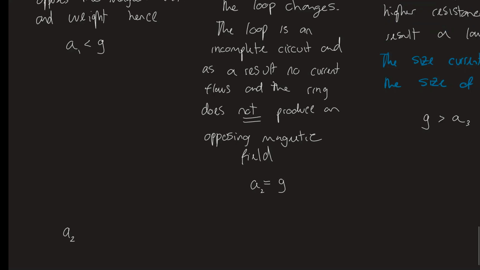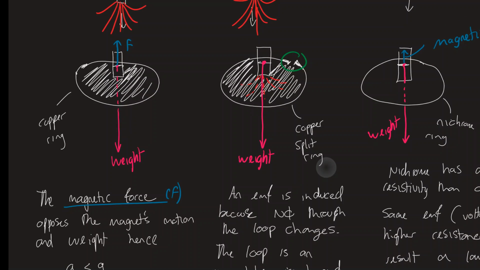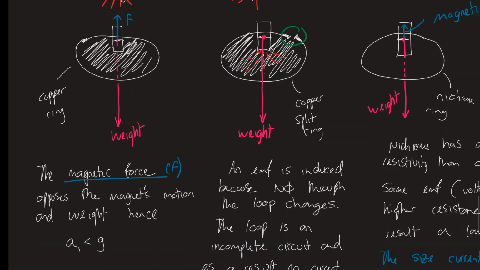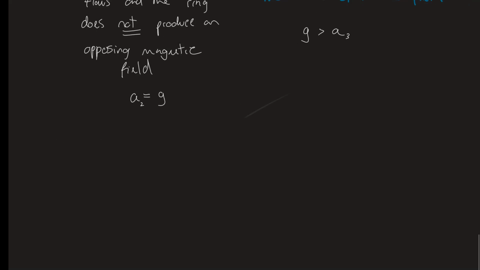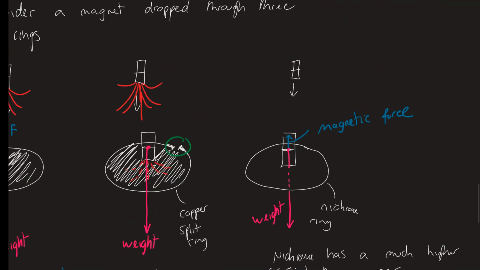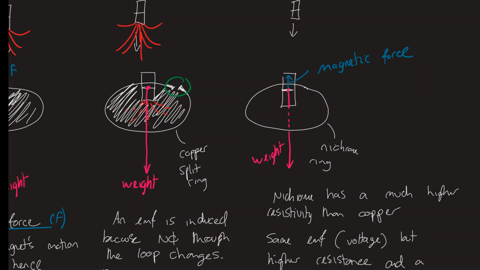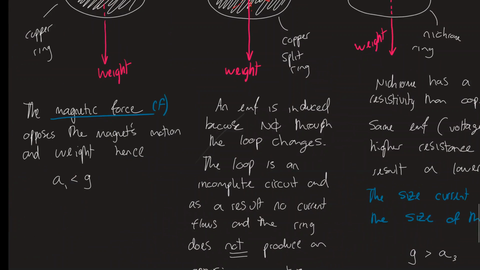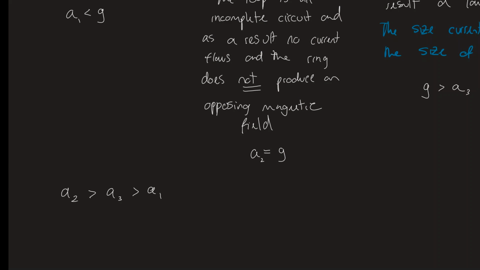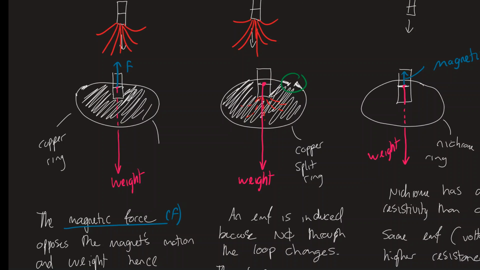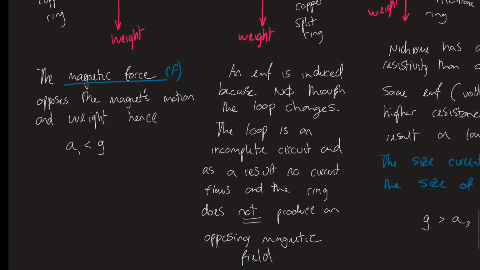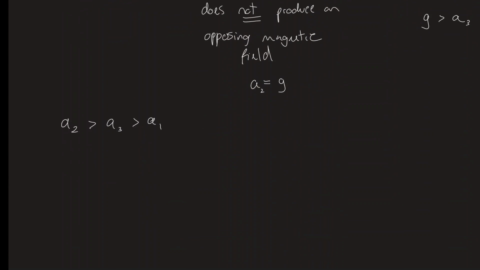a2 is the greatest because this split ring produces no magnetic field. It doesn't fight back against the approaching magnet. Then a3 is the next biggest because there is some current flowing inside this, but it's not really that big. And then a1 is the smallest because we get the largest current in this ring here, in the first case. So we then get the largest field from the loop, which gives us the largest force pushing the magnet away, stopping it from getting through the loop. That's the idea. Okay.